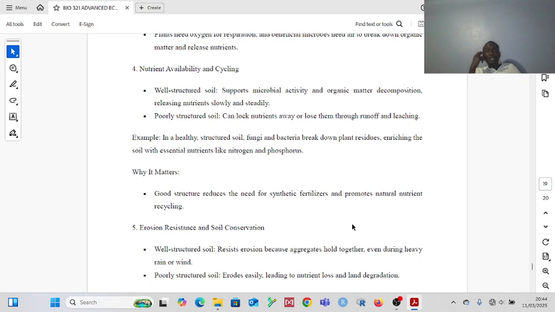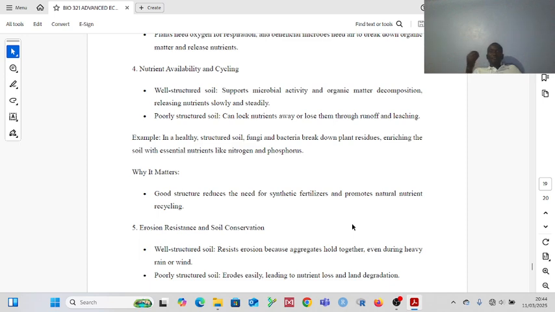Soil structure also impacts the nutrient availability. So if the soil is structured well, the microbial activity within that particular soil will be optimal. The microorganisms will be working properly. And because of that optimal microbial activity, the organic matter within the soil will be broken down. As the organic matter is broken down, the nutrients will now be released. Okay? But if the soil is poorly structured, then nutrients can be locked away.